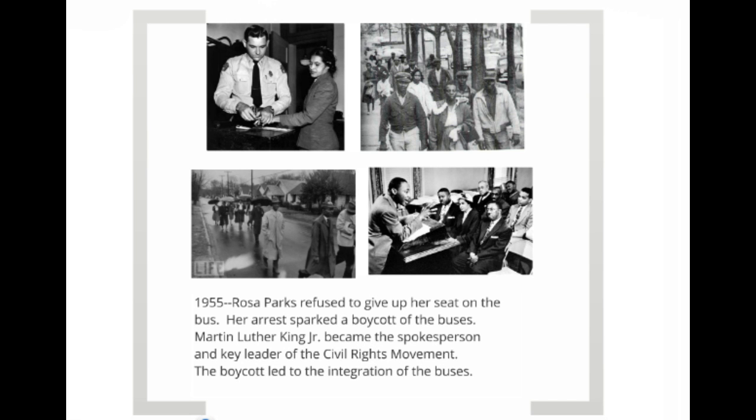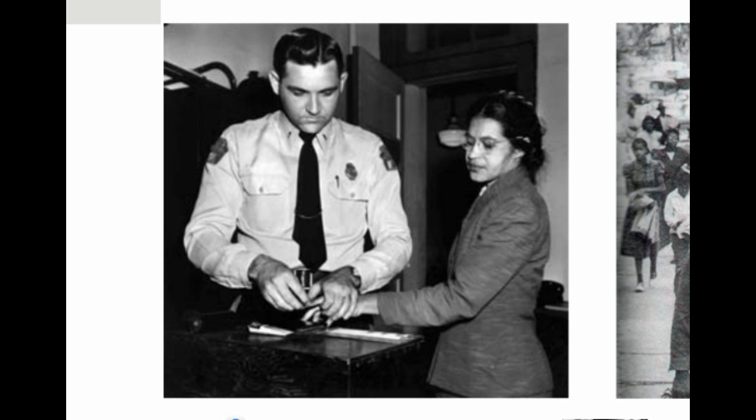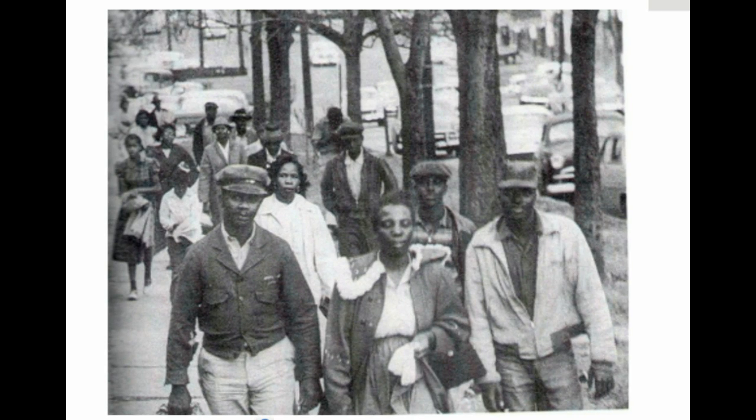Let's move over to Montgomery, Alabama, and take a look at the bus boycott. Many of you are already familiar with Rosa Parks, who refused to give up her seat to a white person that wanted to sit on the bus. There was a law at the time in Montgomery that African Americans had to sit in the back of the bus, and if a white person wanted their seat, they had to give it up and move to the rear of the bus.